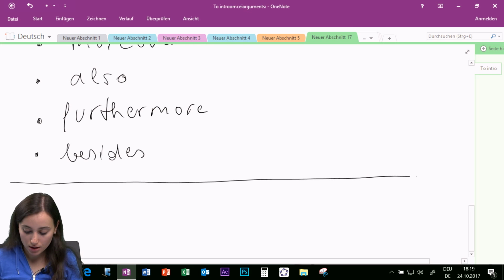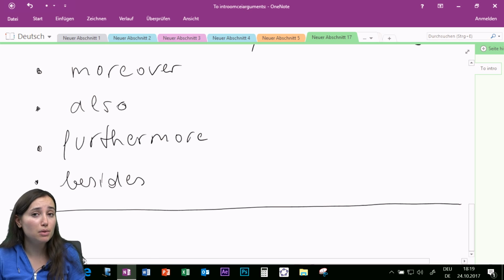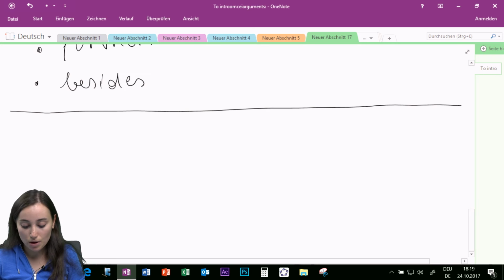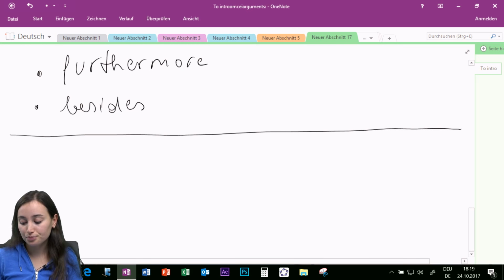I'm trying to think of an example with furthermore. Tourism is contributing to a thriving economy in a specific area. Furthermore, it also gives people a chance to come in contact with other people all around the world. So, furthermore, weiters.